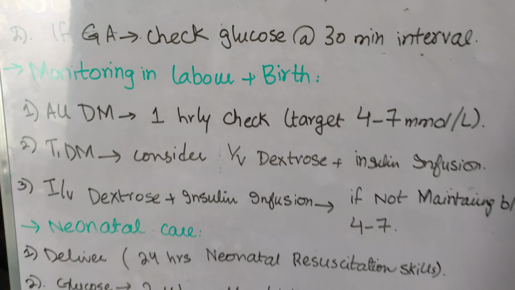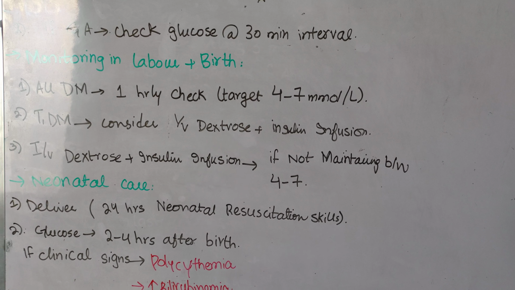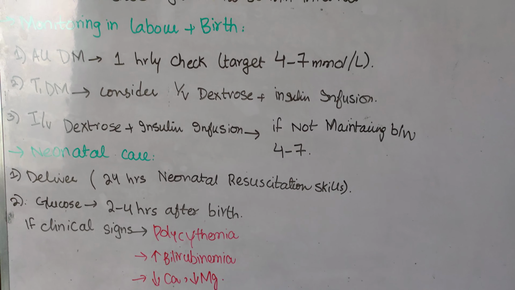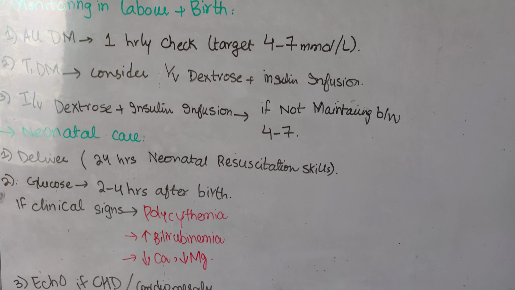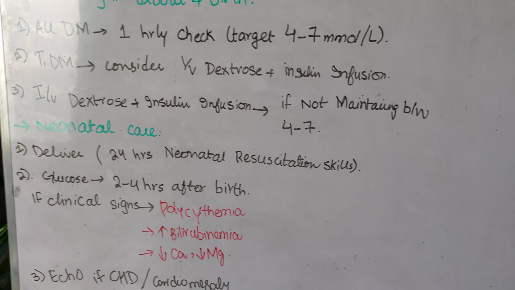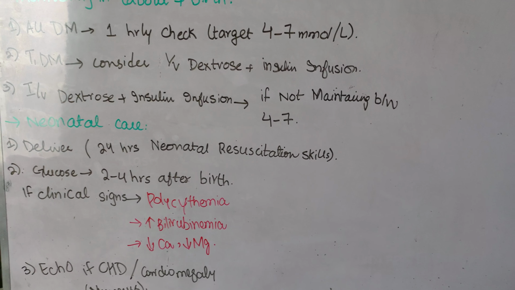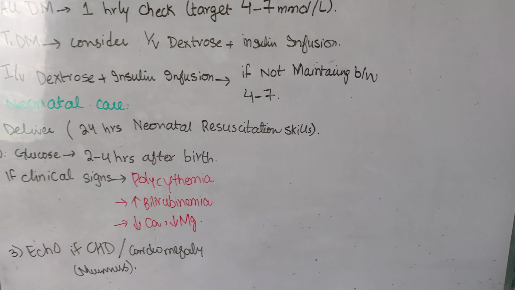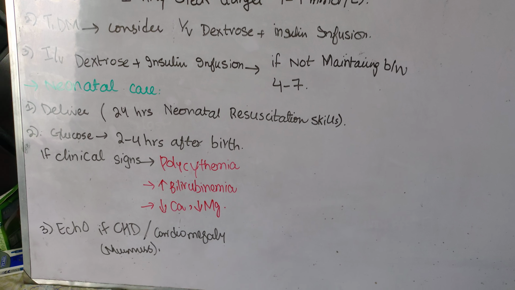How do you monitor in the labor and birth? Well, all diabetic females should have their blood glucose levels checked every hour, with the aim of keeping the target blood glucose levels between 4 to 7 millimole per liter. If they are type 1 diabetic, then you have to consider IV dextrose and insulin infusions. IV dextrose and insulin infusion should also be given if the female is not maintaining the plasma glucose levels between 4 and 7 millimole per liter.